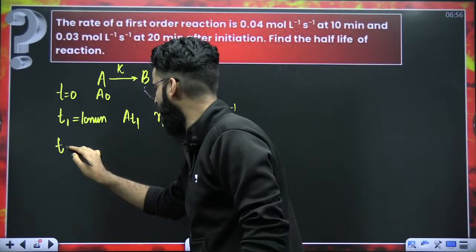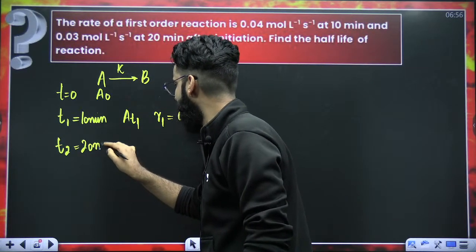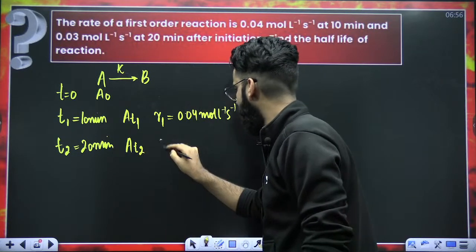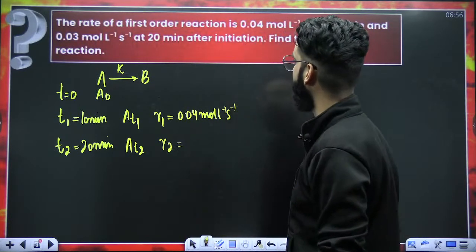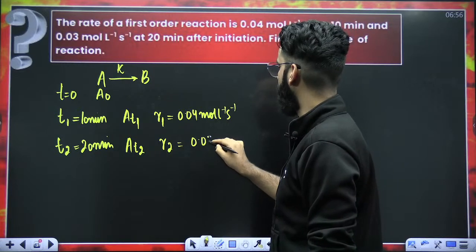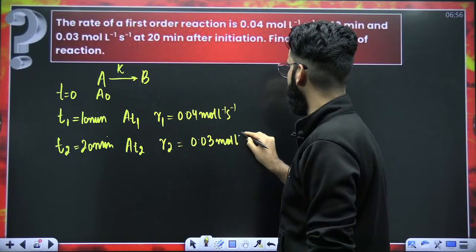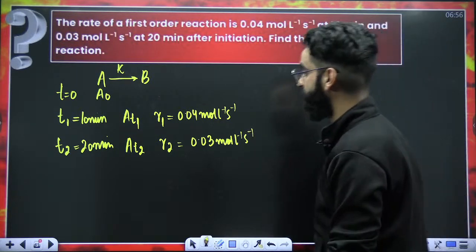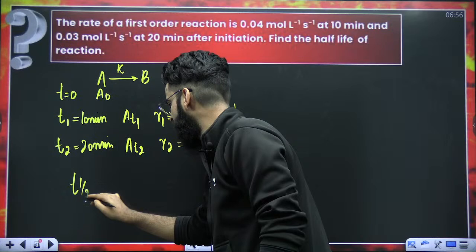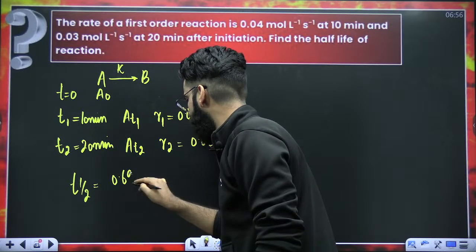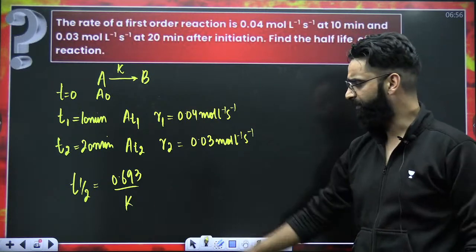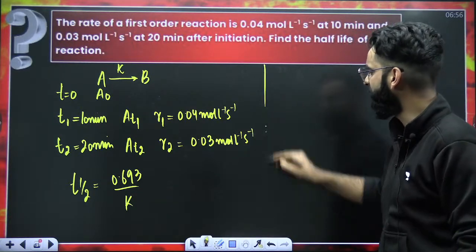Similarly, at 20 minutes, let's assume that the concentration of reactant left is A_t2 and the rate of the reaction at this point of time is given to me as 0.03 moles liter inverse second inverse. What are we supposed to calculate? We are supposed to calculate the half-life of the reaction. How do we calculate half-life of the first order reaction? It is 0.693 divided by K. So basically, we have to get the value of K.